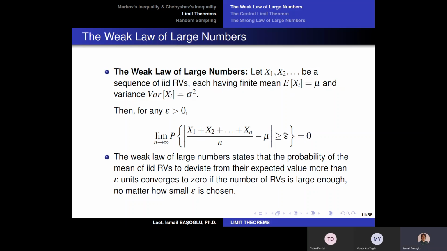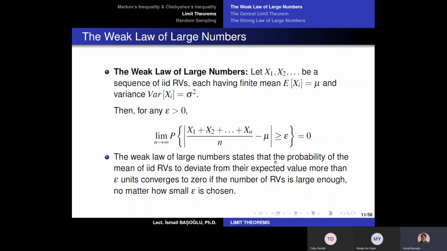So even if you choose the smallest possible epsilon, after some point, when you increase the number of random variables from that sequence, their average is going to get even closer to the expected value mu, okay? Even if you choose the smallest possible epsilon, when you increase the number of random variables in that sequence to be accounted in that average, it is going to be even closer to the expected value. So the weak law of large numbers states that.